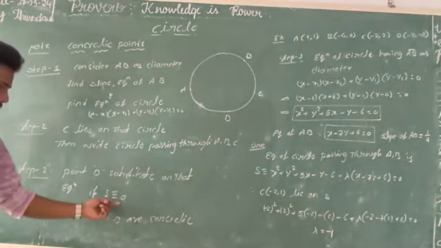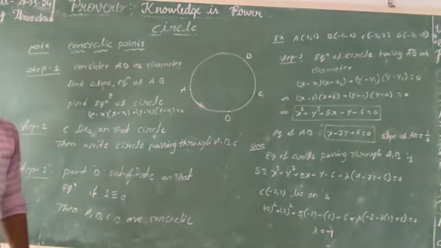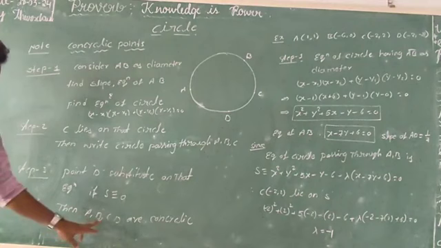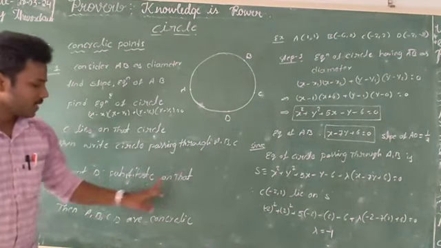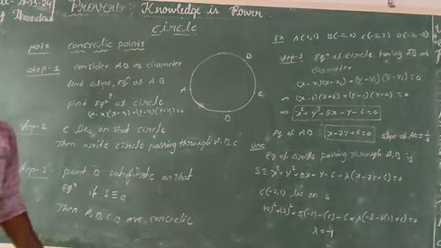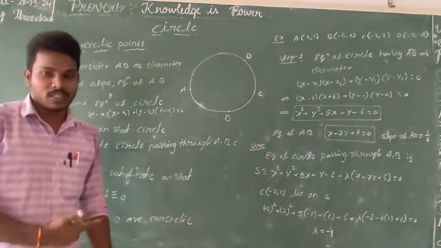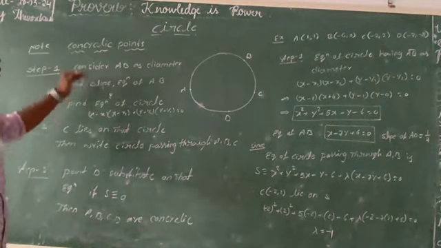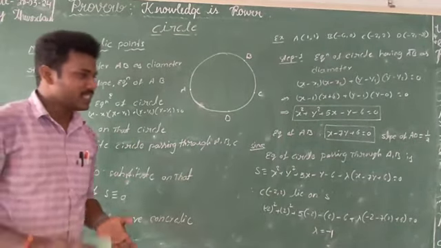Suppose the result becomes 0, then these 4 points are concyclic points. Because for the 3 points A, B, C we find the circle, and D substituting and satisfying means the 4 points lie on the circle. Then these 4 points are concyclic points. So this is one of the ways to prove concyclic points. And one more thing is there, I will discuss it later.